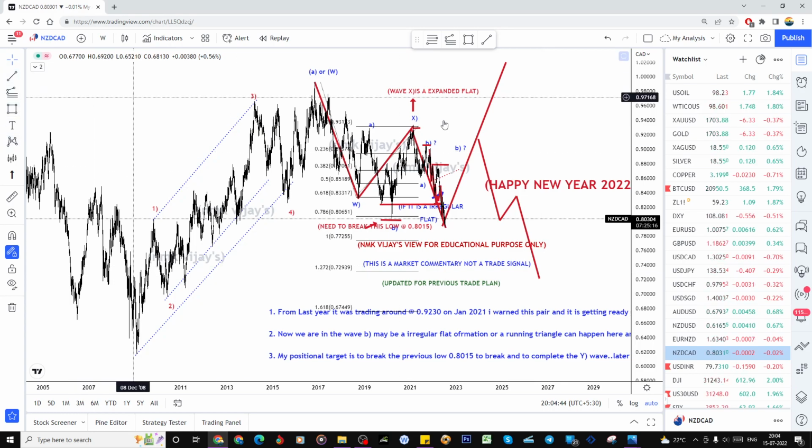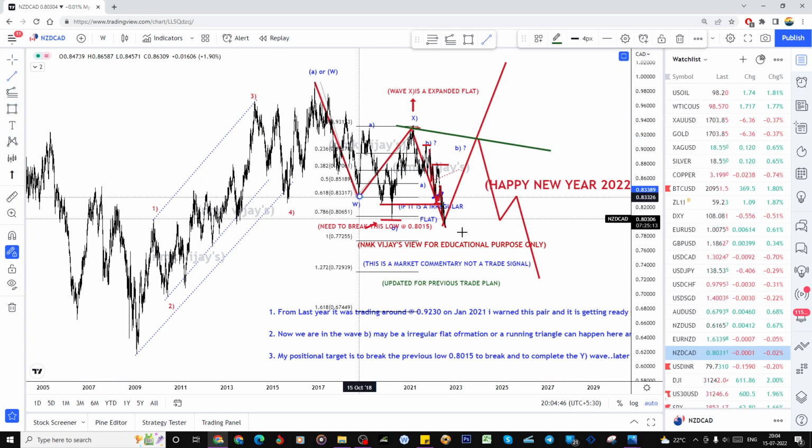So later onwards, what will happen is like this. This is the one A, this is the one B, and one more C. So at least this one is guaranteed for me. So looking for this.